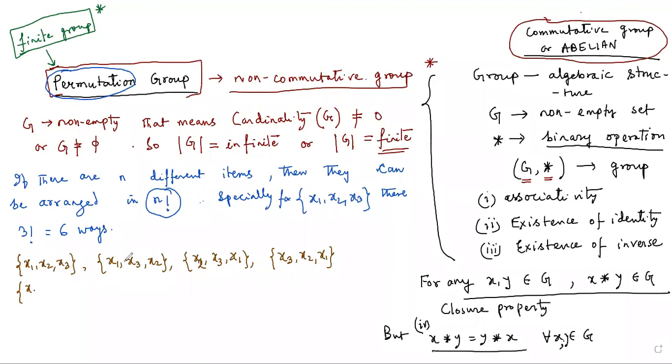x1 x2 x3, x1 x3 x2, another will be x2 x1 x3, and then we'll have another one will be there.